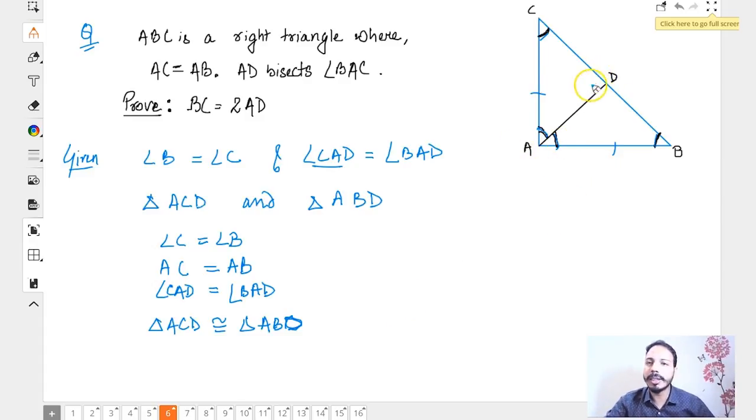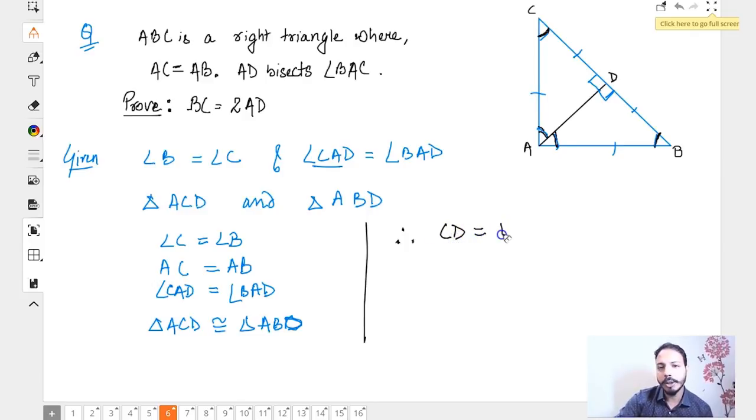Now that means we can say that this is 90 degree, right? Why? Because this angle will be equal to this angle and this is a straight line. So this is 90 degree, right? What else can we prove? We can also prove now that this side or this part is equal to this part. So we can say therefore CD is equal to DB. Why? Because these are corresponding parts of congruent triangles, right? So that means D is the midpoint.